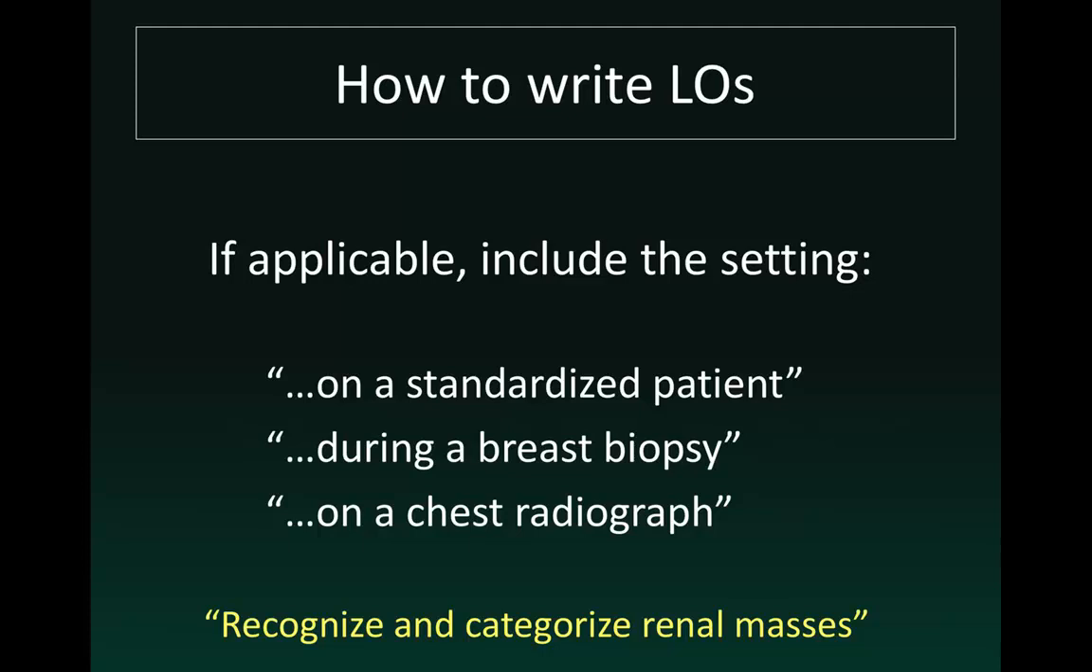One learning objective I recently came across was recognize and categorize renal masses. Now that's a little bit broad because you don't know if the learner is supposed to recognize and categorize them on ultrasound, or is it CT, or is it MRI? Should they be able to categorize them based on their level of aggressiveness or benignity? So make sure that the setting is very clear so the learning is implicit.